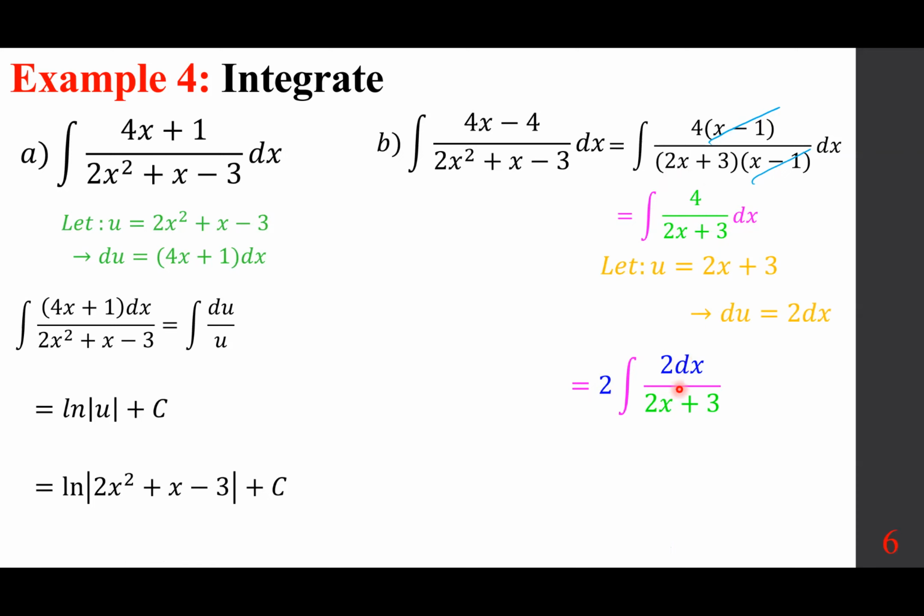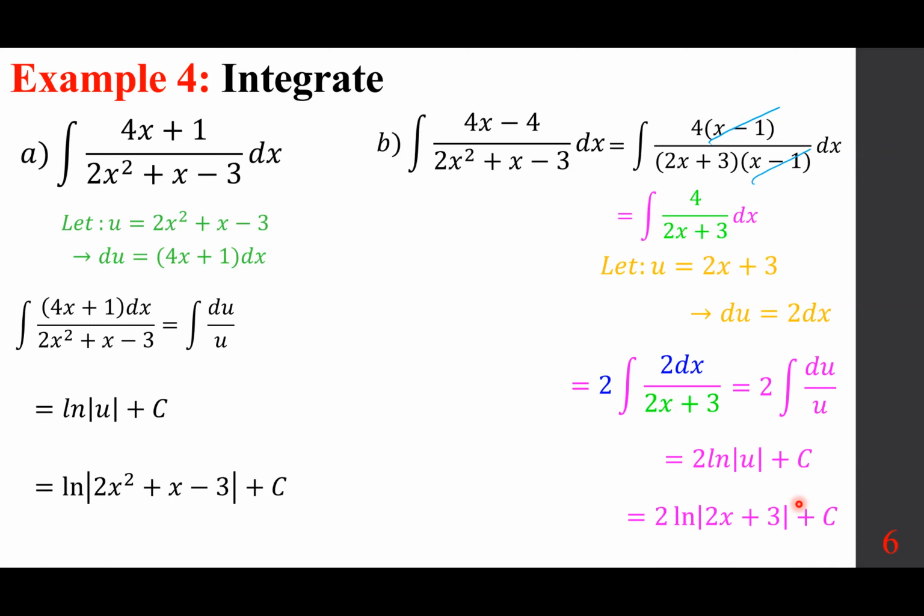But why am I putting it in this format? Because clearly this is du and this is u. And as you know, the answer is a natural log. Don't forget the number 2 in front. And replace the u with 2x plus 3. And we must keep the absolute value and we are done.